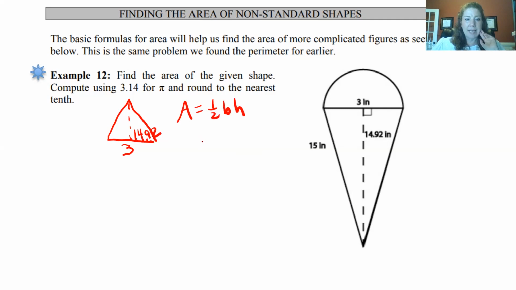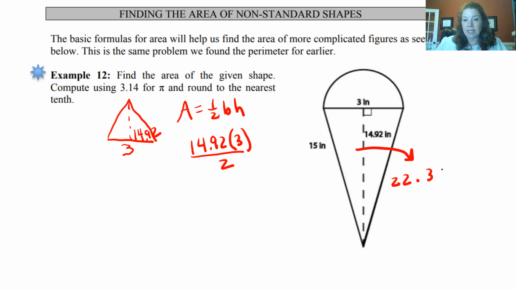So our base is 3, so we're going to multiply 14.92, that's our height, by 3, and then we're going to half it. So we're going to do 14.92 times 3 divided by 2. So the area of the triangle on the bottom is 22.38 inches squared. So that's the area of the triangle.